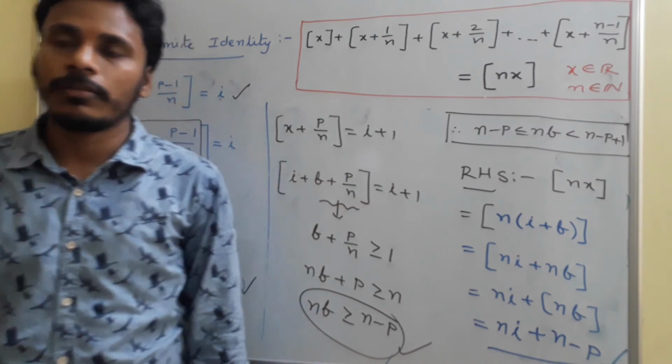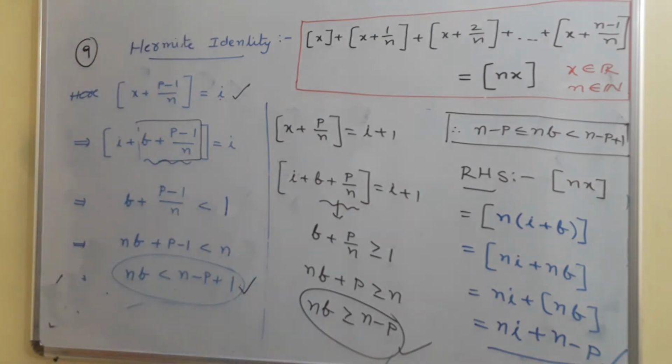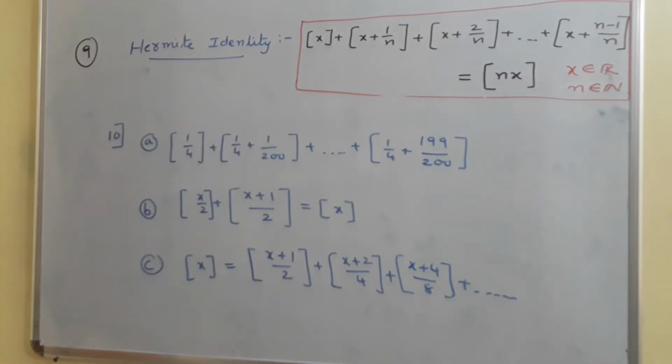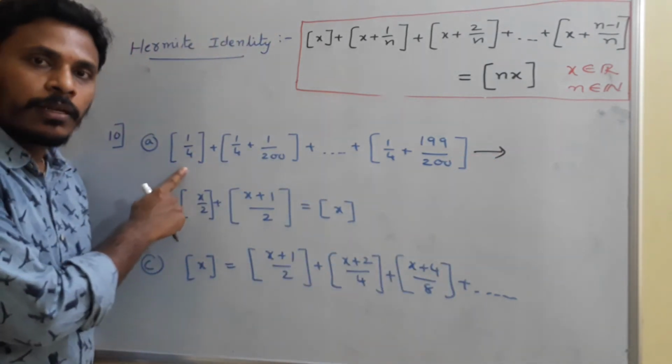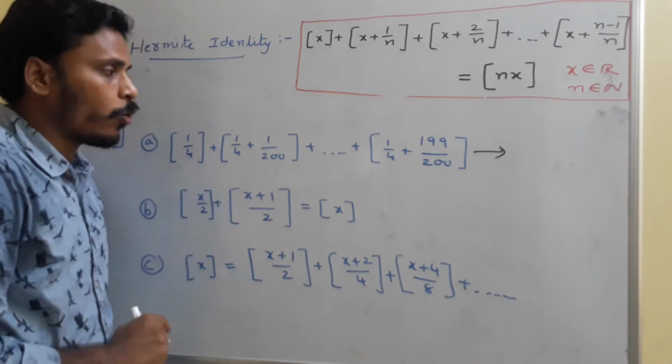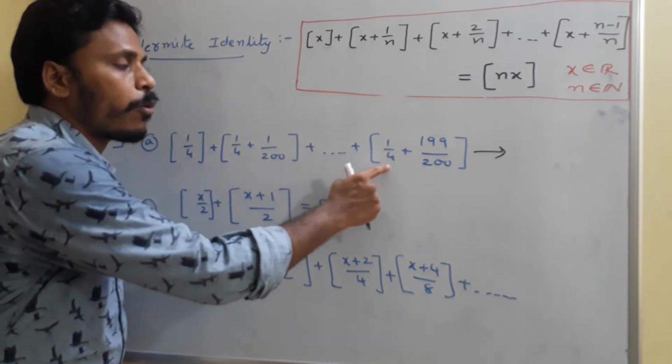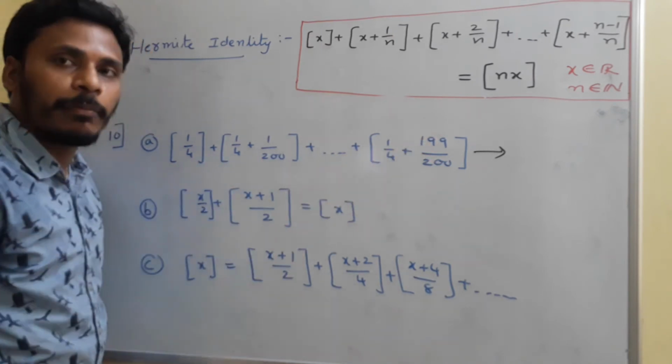Okay, just have a look. Just look at the board. We have three problems, 10a, 10b, 10c, which we can prove using the Hermite identity. First of all, think about the first problem. Step of 1 by 4, plus step of 1 by 4 plus 1 by 200, plus and so on, plus step of 1 by 4 plus 199 by 200.